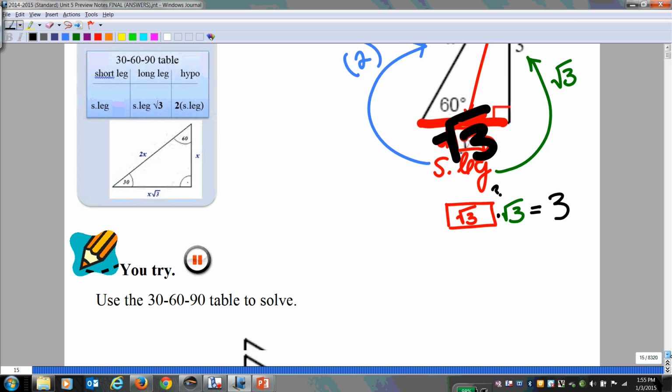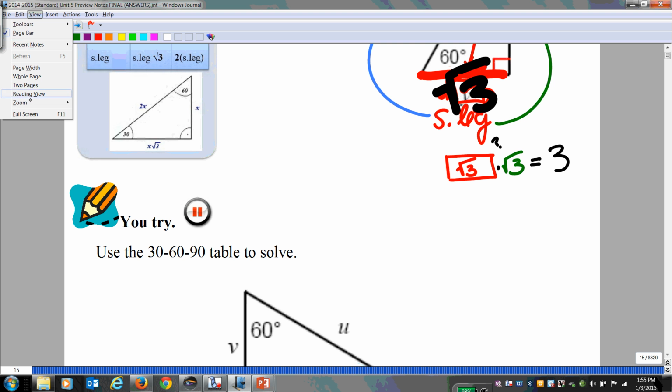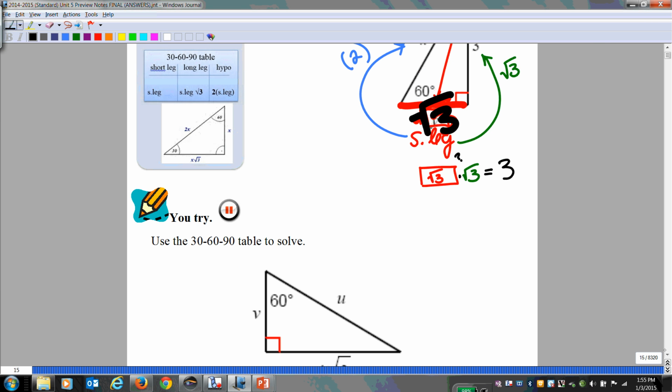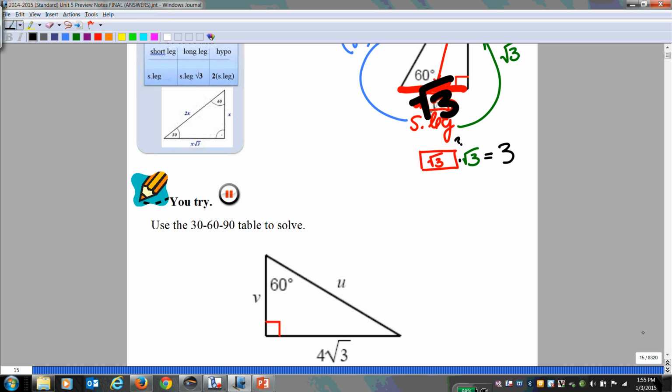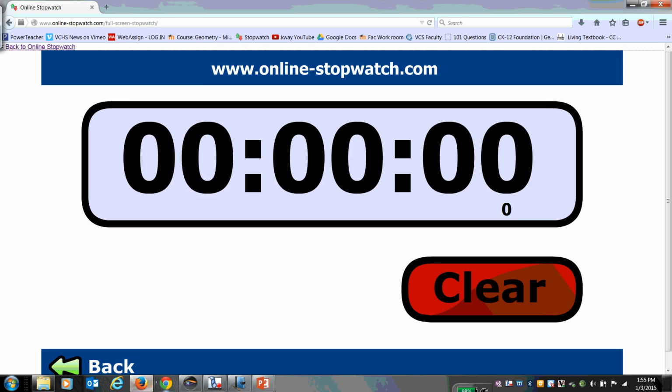Ready? I'd like you to use the 30, 60, 90 table. And try this last one on your own. Use this table to guide you. Do this on your own in the next minute.